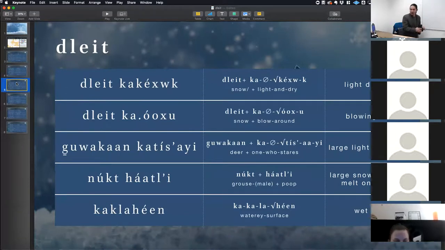Blowing snow. Tlingit kauhu. So that ooh is for something to blow around. Uchja is the wind because it's always blowing, right? Tlauch is for somebody to blow air out of their body.